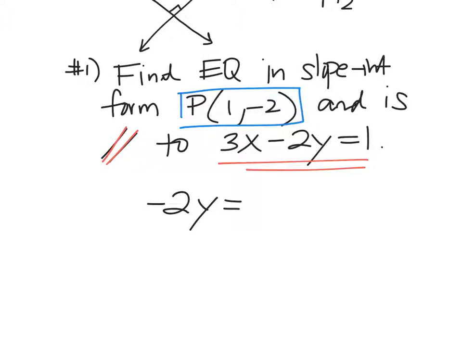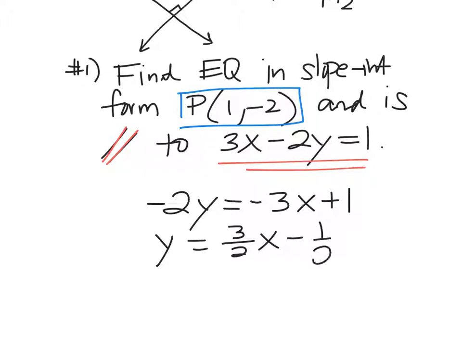Okay, so you know what we should do. We should solve for y and find out what the slope is, right? So let's subtract 3x to the other side. And then we'll divide everybody through by negative 2. So I get 3/2 x minus 1/2.